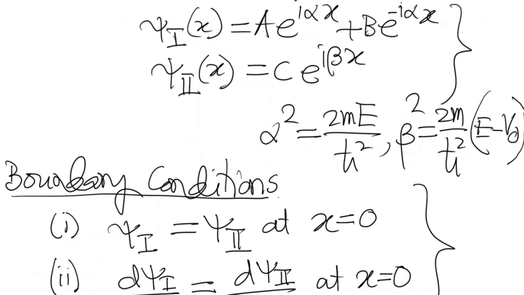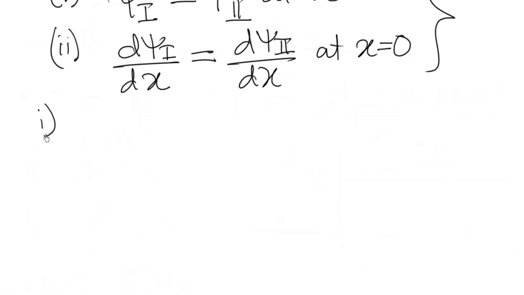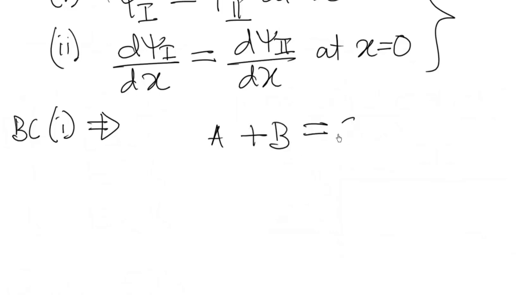So if we apply boundary condition 1, we have A plus B equal to C, because at x equal to 0, each e to the power 0 means 1. So psi1 equal to psi2 gives us A plus B equal to C. So boundary condition 1 gives us A plus B equal to C.